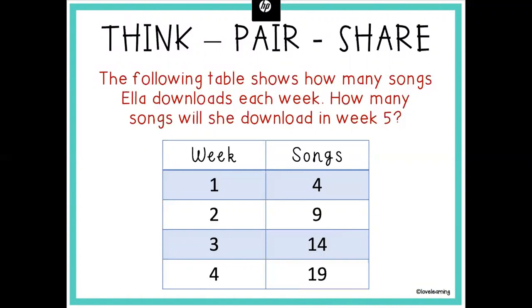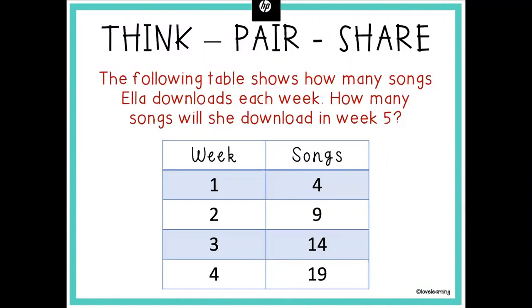For the songs, I see that it starts with 4 songs, and at week 2, it jumps up to 9 songs. So the difference between 4 and 9 is adding 5. Well, from week 2 to week 3, it goes from 9 to 14. The difference between 9 and 14 is also 5. Let's see if it works for the last one.